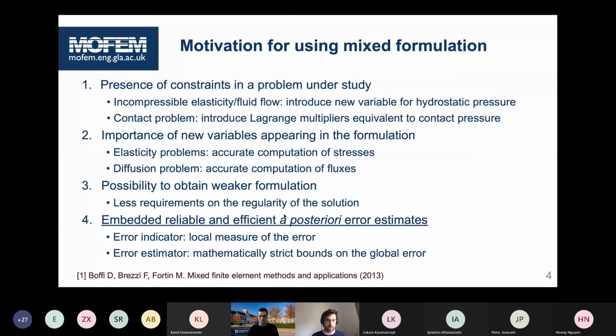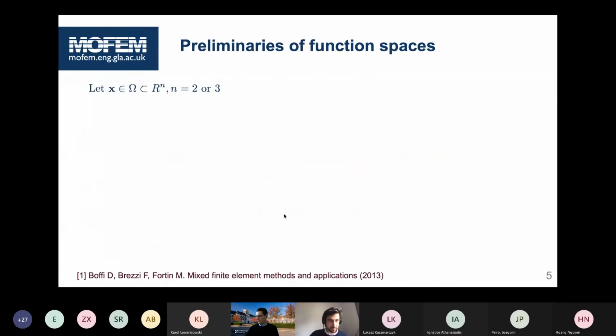We'll concentrate on discussing those in this presentation, and it's important to differentiate between error indicators and error estimators. Error indicators are just local measures of the error, which could be useful to drive the adaptivity, while error estimators are mathematically strict bounds on the global error. We will consider only the first of those, error indicators, in this presentation.